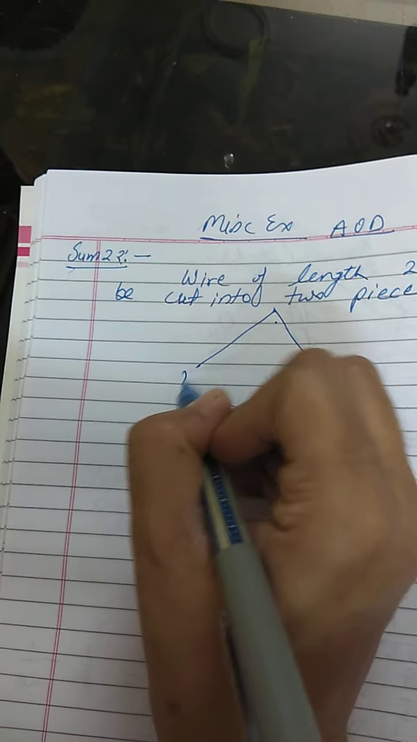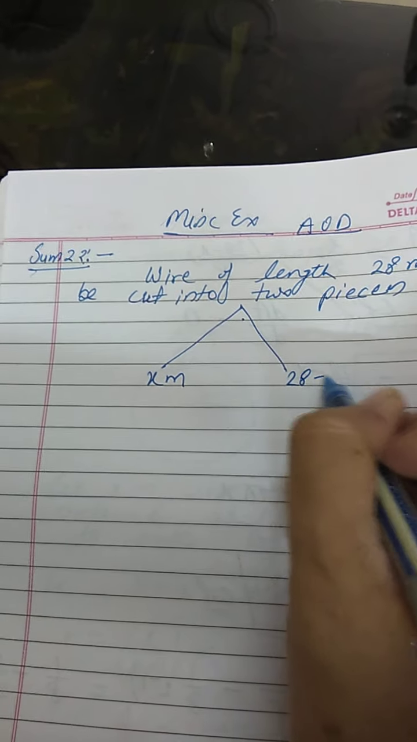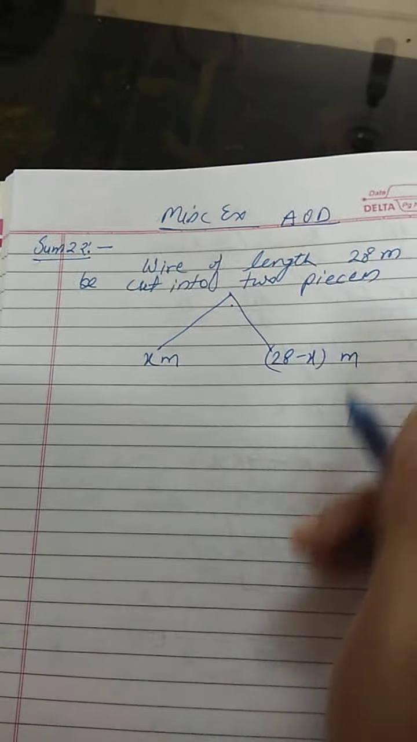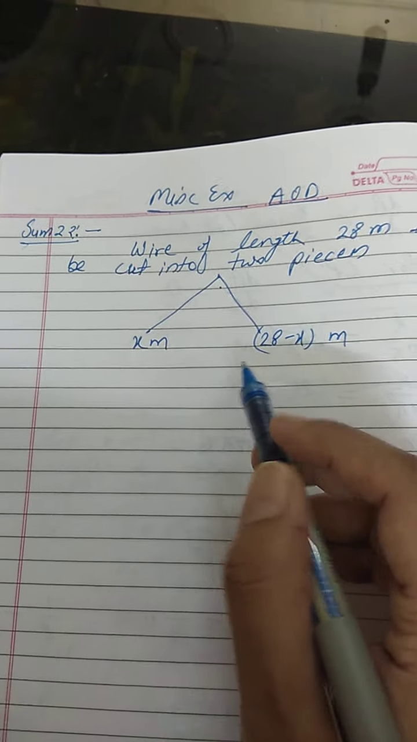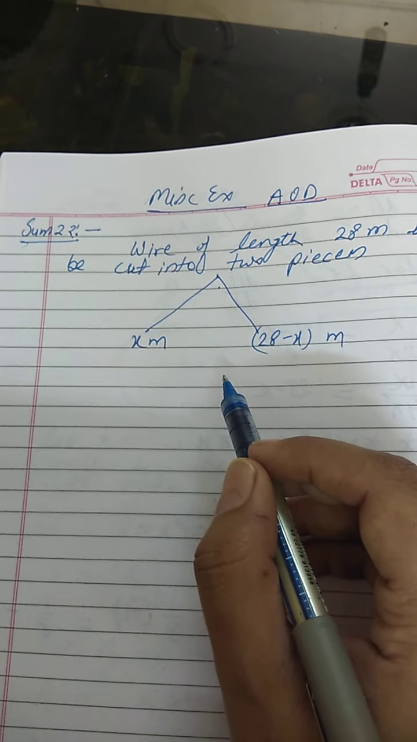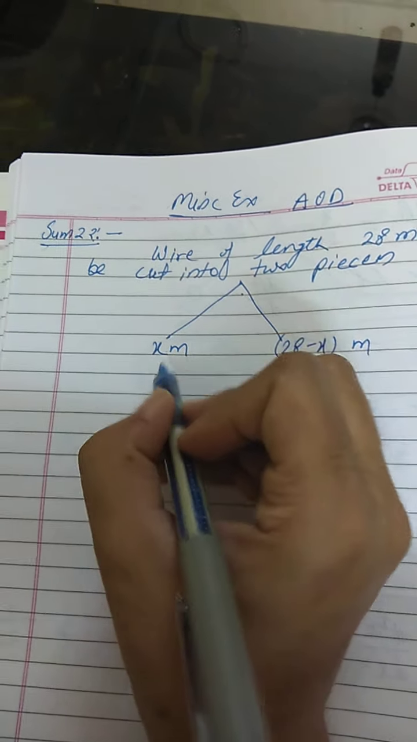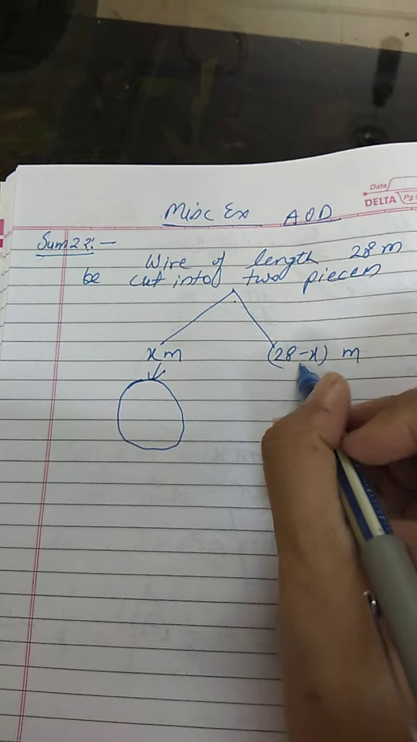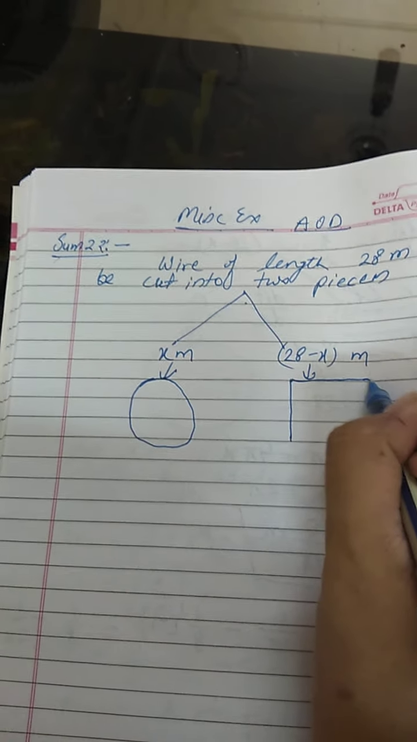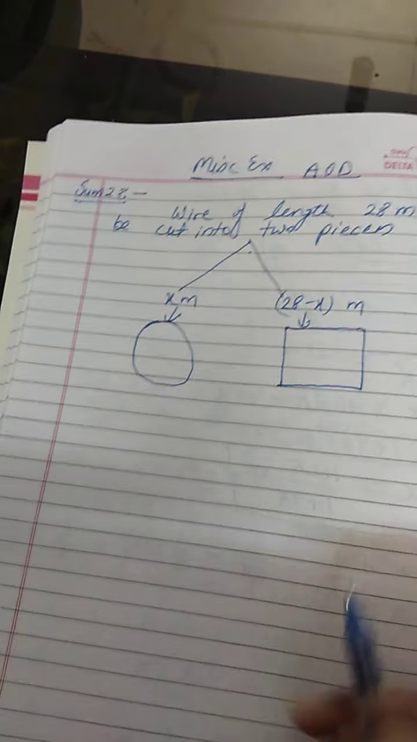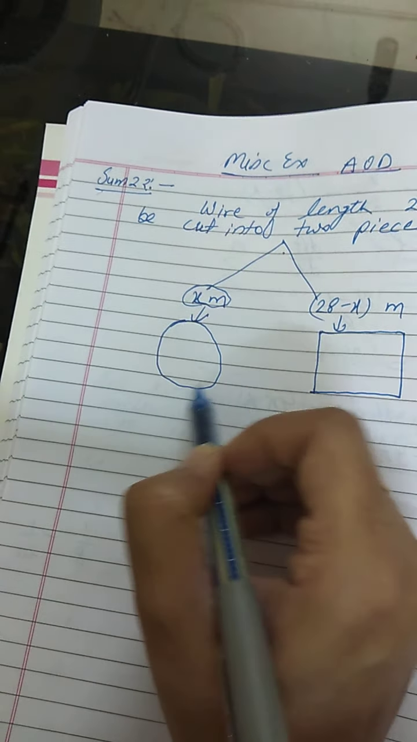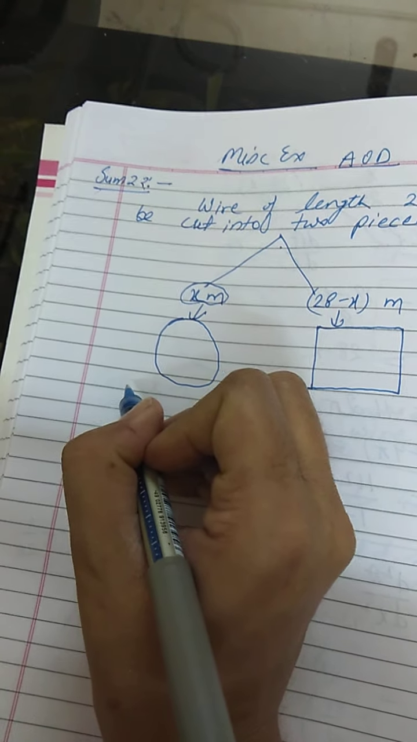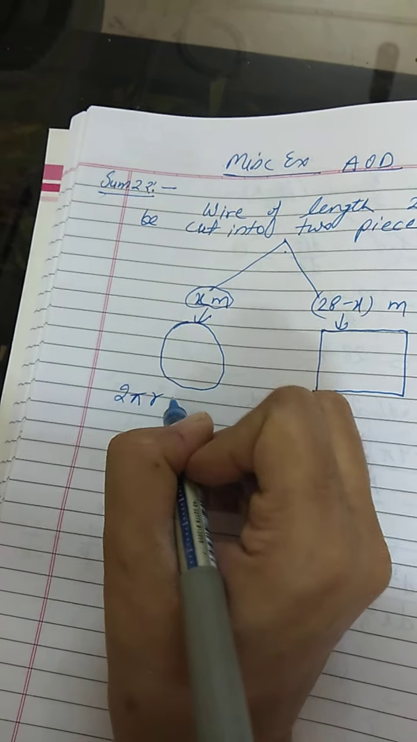Right? So let us assume these two pieces are x meter, and definitely the second part will be 28 minus x meter. After cutting the wire into two pieces, it is given that one of the pieces is to be made into a square and the other into a circle. If from this we make the circle, and from here the square, it means this x meter is equal to the circumference of the circle. So 2 pi r is equal to x meter.